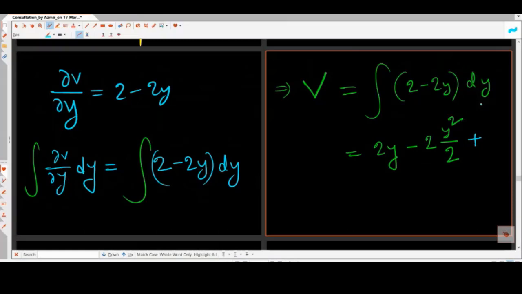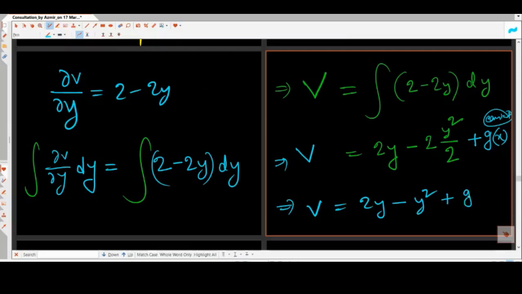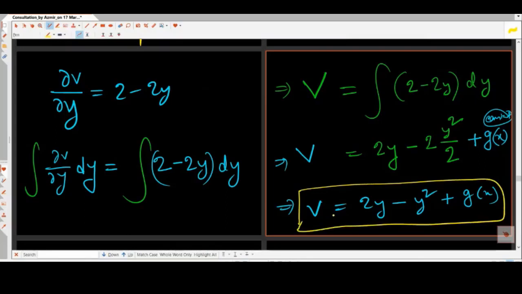But don't forget that we are using the partial integration concept. So we are integrating in terms of y. So x is constant, and a function g of x is working as a constant. Remember, we have found v, that is v equals 2y minus y squared plus g of x. So our target was to find v, and 50% of the task has been completed.